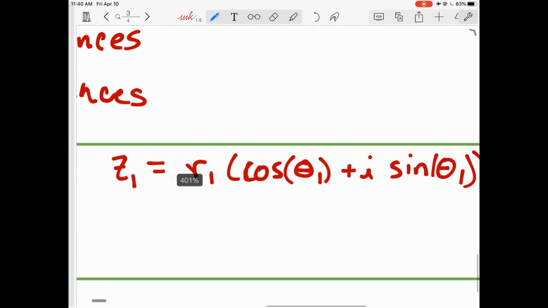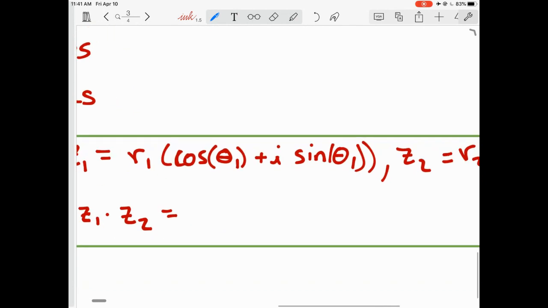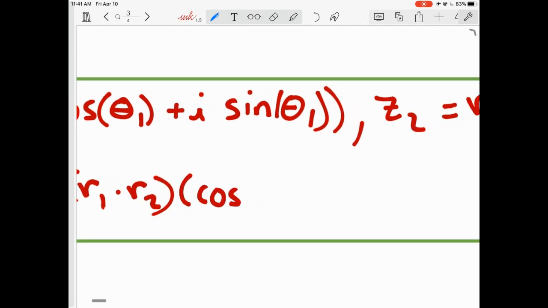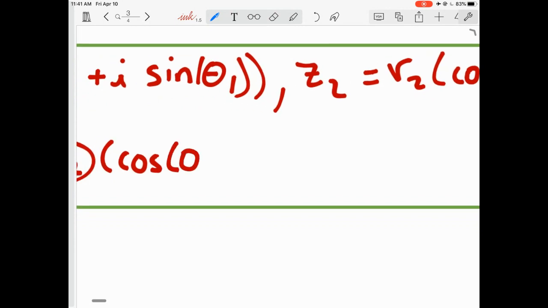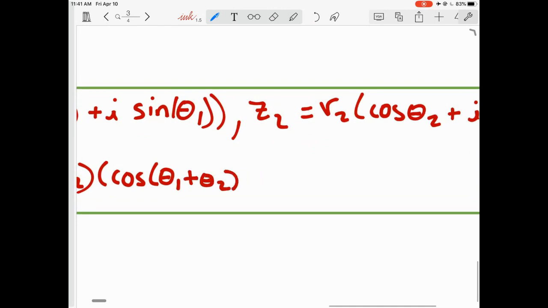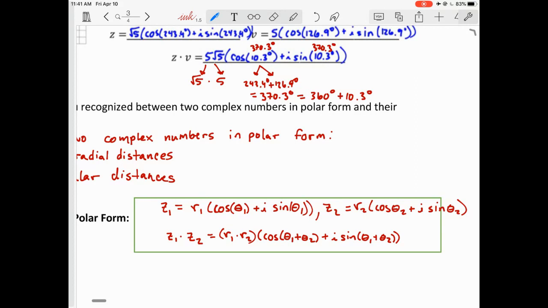Well, our product of these, if we multiply z1 by z2, we get, we'll multiply the radial measures, r1 and r2, times cosine of what we're going to do is add the angular measures, theta 1 plus theta 2, plus i sine theta 1 plus theta 2. And that's how we can write the product of two complex numbers written in polar form.